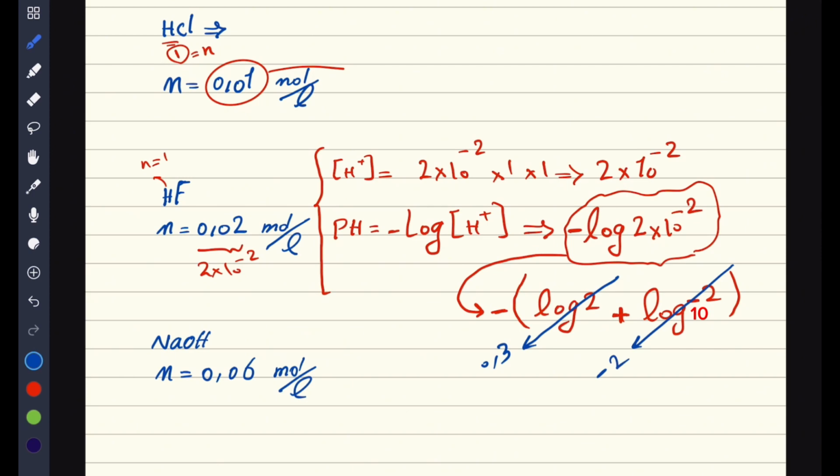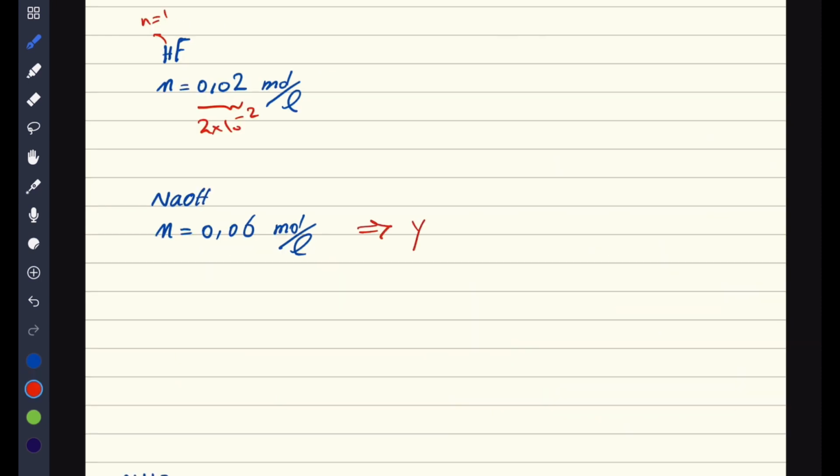According to the previous video, I asked you to memorize the logarithm of several numbers. The logarithm of 2 is equal to 0.3, and the logarithm of 10 to the power of negative 2 is negative 2. The sum of these two numbers is negative 1.7, which if multiplied by negative is equal to positive 1.7. I want you to solve this question yourself and comment the answer to me.